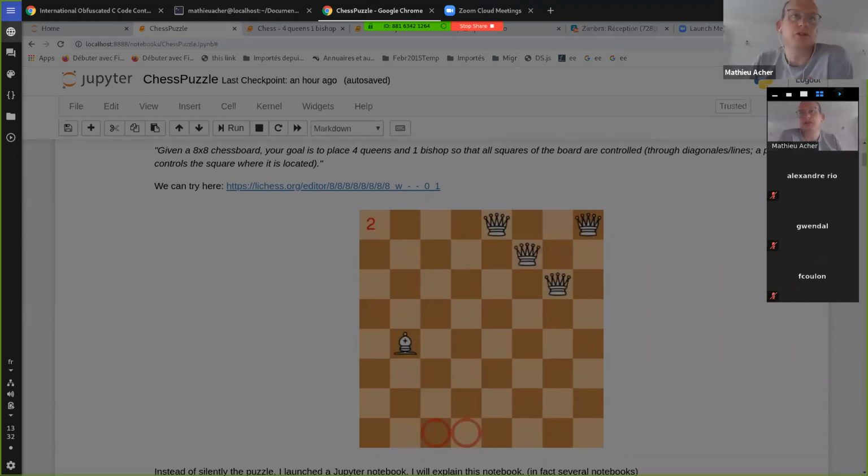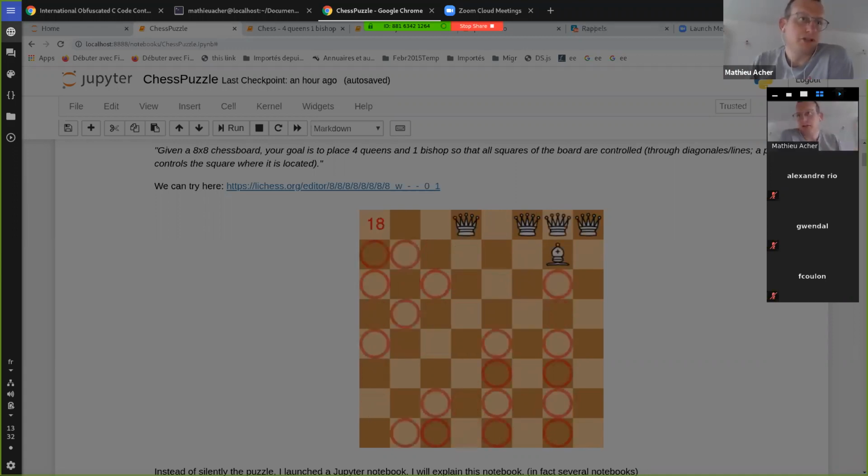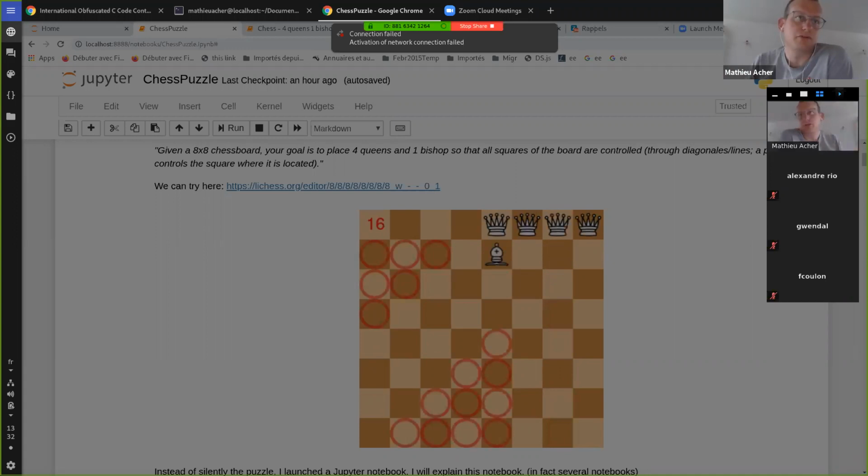Yeah, so you have the queen, right? The queen can control the horizontal lines and the vertical lines, as well as the diagonals. And the bishop can only control the diagonals. So 4 queens, 1 bishop, and you have to control all cases.